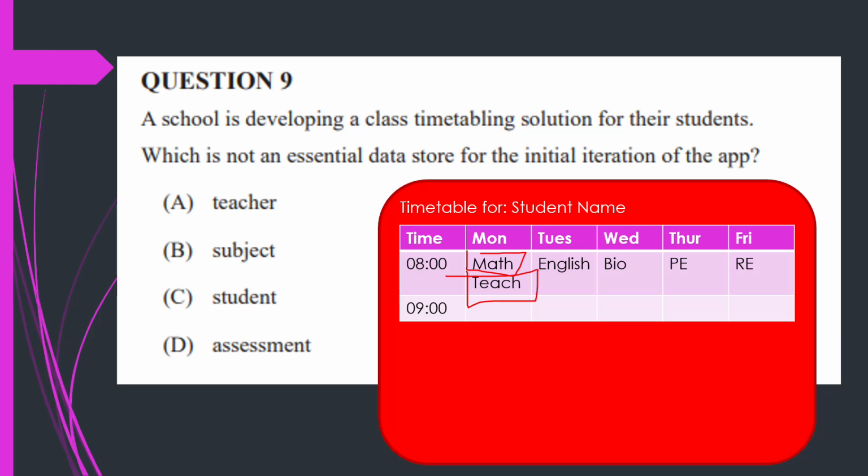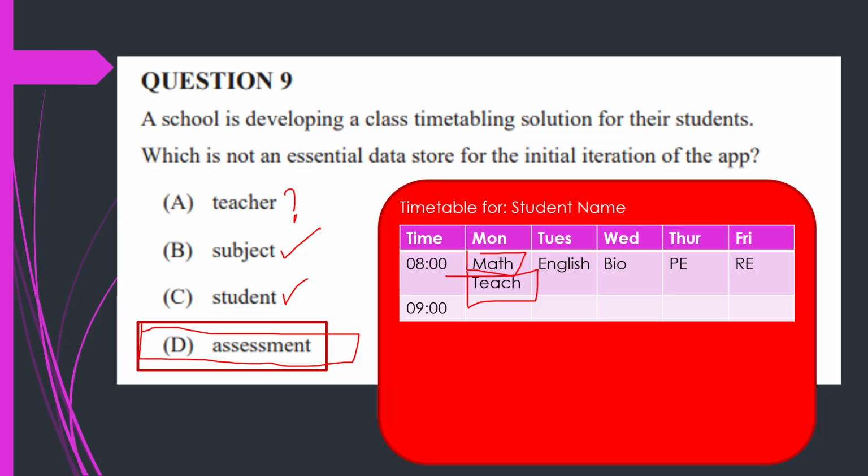So generally, what we will need in here is that definitely we need to know which student, we definitely need to know the subject. Teachers is optional because depending on the school, but I'm still happy with the teacher. The one that we have in here that is probably not necessary is the initial iteration assessment, because assessment you will have assessment calendar rather than student timetable. So that's how we end up with the answer assessment.